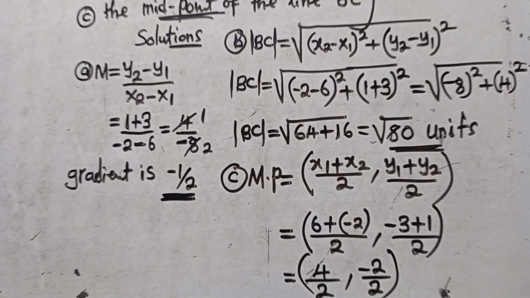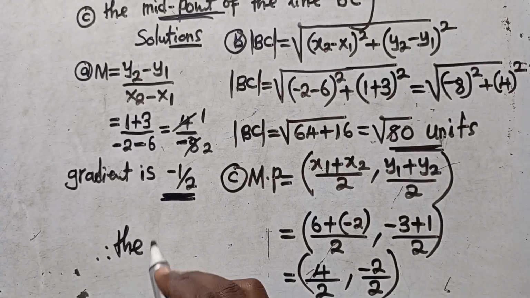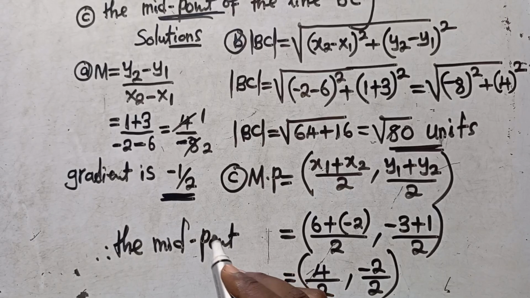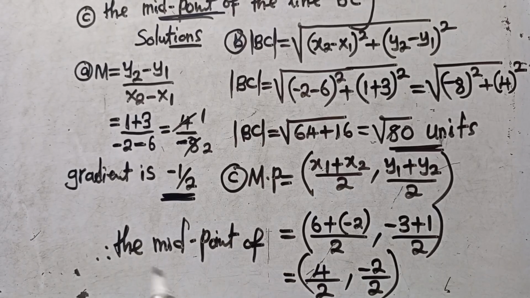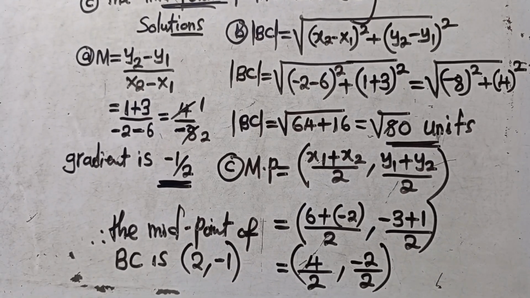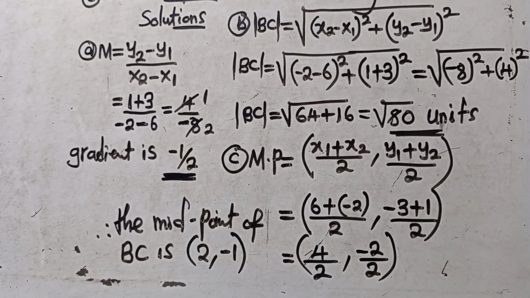So this is what I'm going to come up with, where I'll just say therefore the midpoint of BC is 4 over 2, that is 2, and -2 over 2, that is -1. So this is the midpoint. This is what you are supposed to know. These are certain things you need to get and understand. So this is where we are going to end.